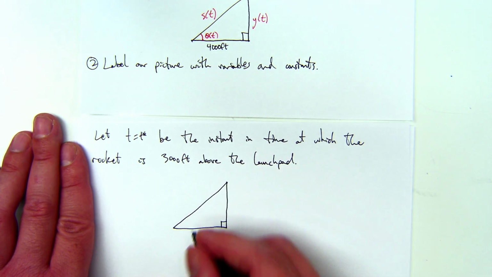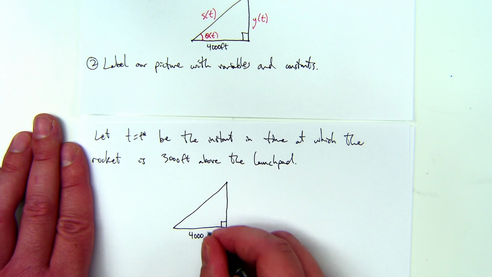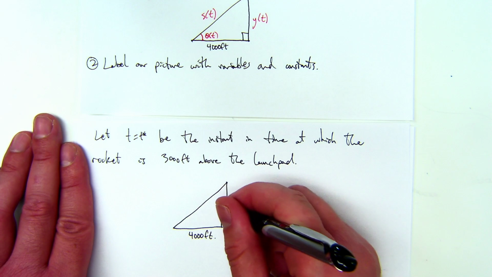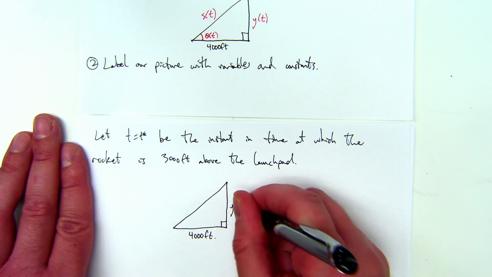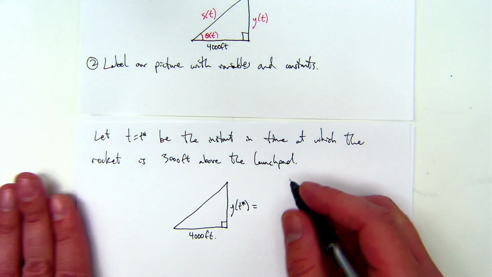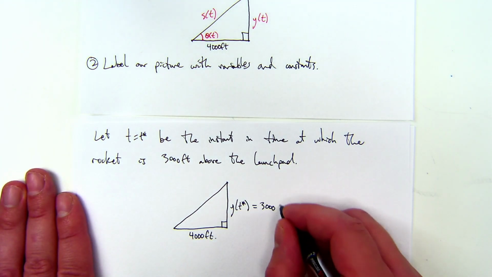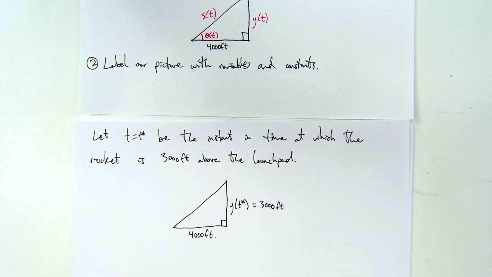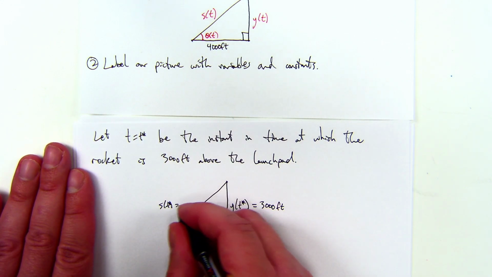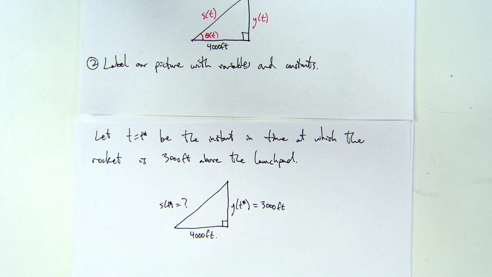Right? And so at that particular time, this is still 4,000 feet at the base. We're going to say y of t star, right? Y of t star at that particular time, we said that this is when the rocket is 3,000 feet above the launch pad. And then we have the distance here, s of t star, is, well, perhaps we don't know what that is, right? That's not necessarily what we're looking for, but maybe it's an important piece that will help us in a minute.